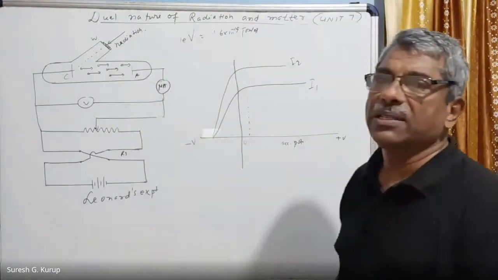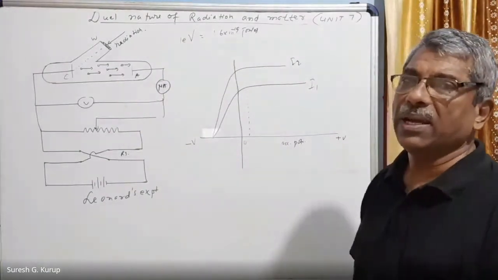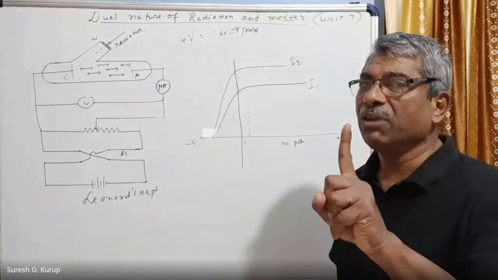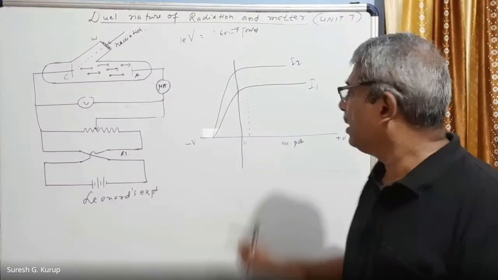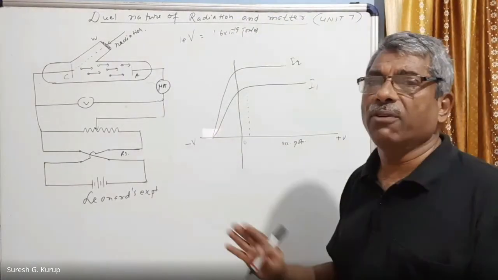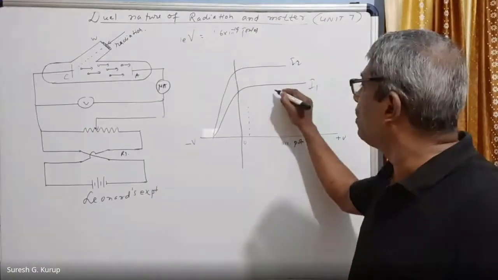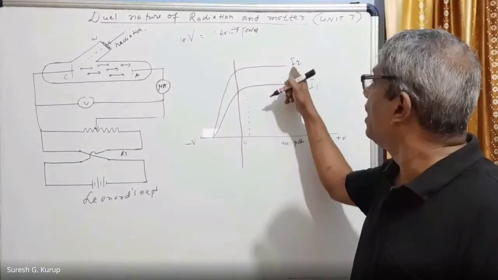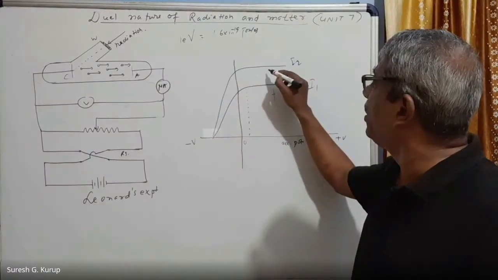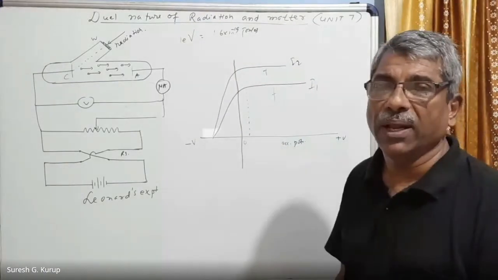Intensity, but remember the frequency is constant. In both the experiments, intensity and frequency are constant. So in this case, I1 is the intensity and the frequency is F4. In this case, the intensity is I2 and the frequency is F4, right? Okay, so like this it is.